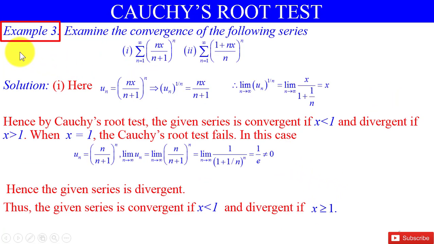Example 3. Examine the convergence of the following series. Number 1, sigma n = 1 to infinity (nx/(n+1))^n, and second, sigma n = 1 to infinity (1 + nx/n)^n.